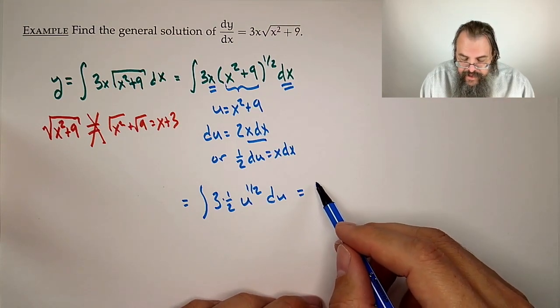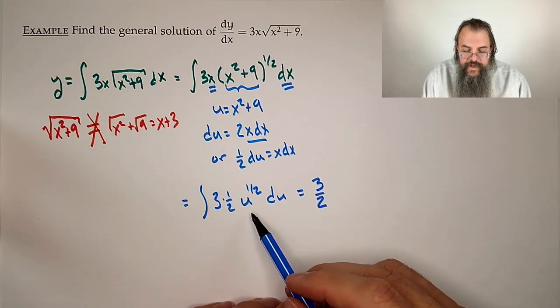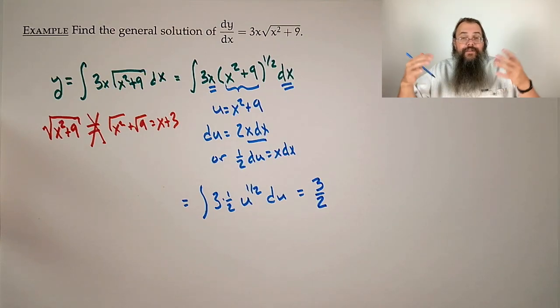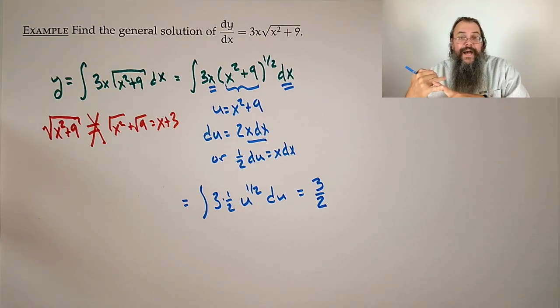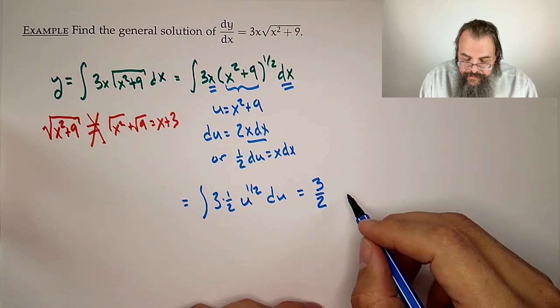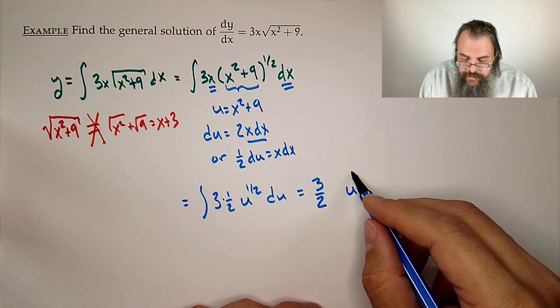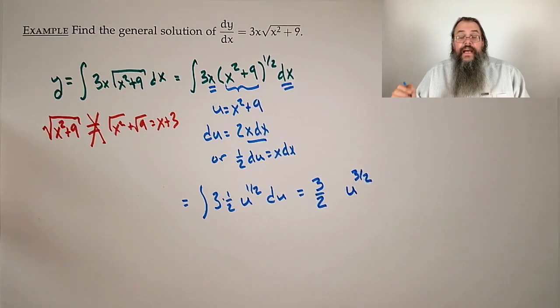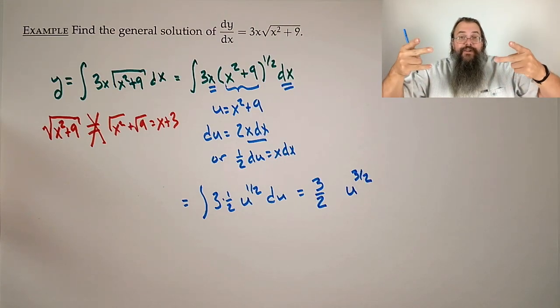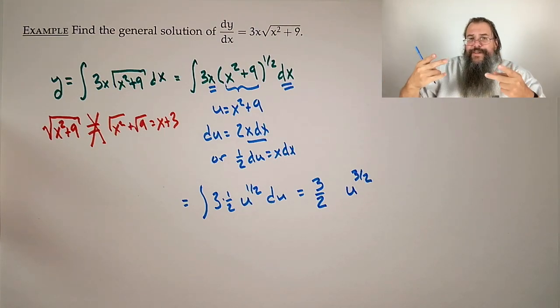So we say, all right, great. We have our 3/2, which is our constant. And now we have our nice rule. This is one of our 10, something to a power. So how do you integrate? Well, you add 1 to the exponent, so that would be 3/2. And then you multiply by the reciprocal. So what's the reciprocal of 3/2?